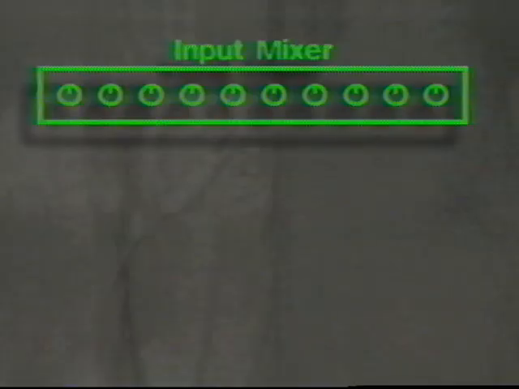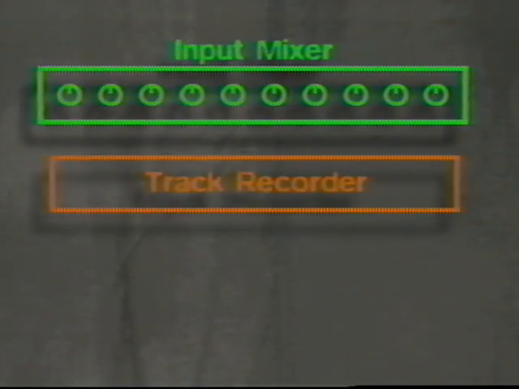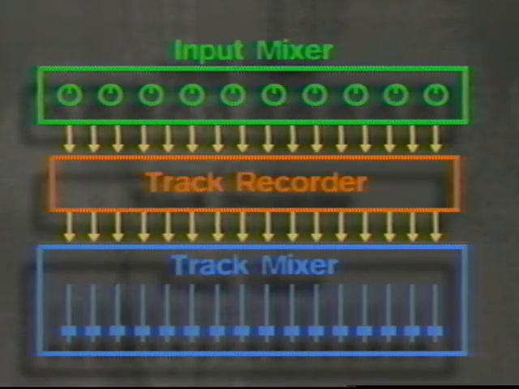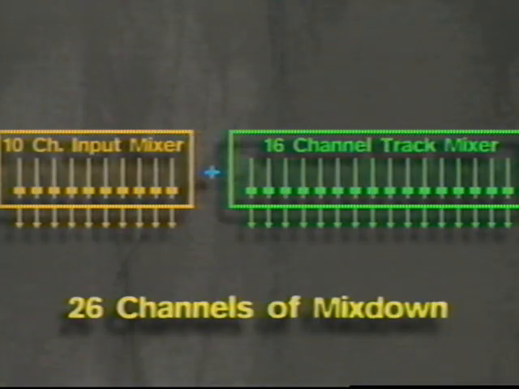Before we start our first recording example, let's take a look at how the VS1680's 26-channel digital mixer works. While recording, you can think of the VS1680 as having two independent digital mixers, the 10-channel input mixer and the 16-channel track mixer. The settings and fader levels of the input mixer will determine actual recording levels. For mixdown, these two mixers work side by side for a total of 26 channels.